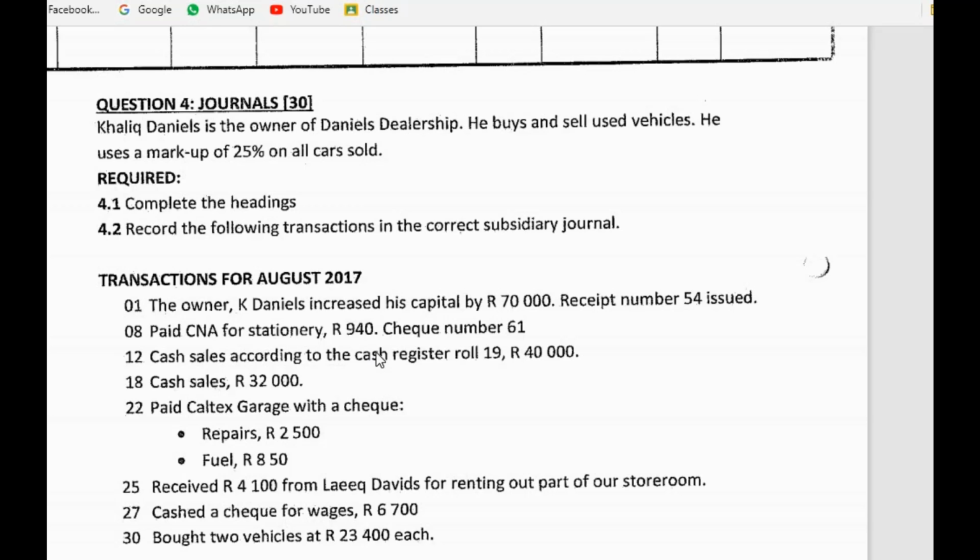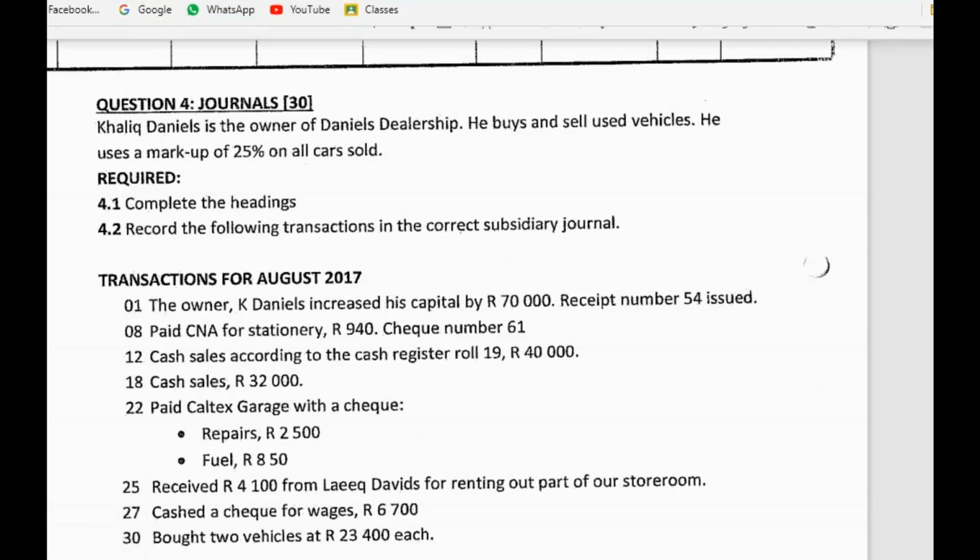So the first thing you have to do is look at your transactions and decide: is the business receiving money or is the business paying money? That's the most important question you have to ask yourself. Is the business that I'm doing the books for, Daniel's Dealership, receiving money or paying money? Let's first complete the headings, which is 4.1. So it's Daniel's Dealership.